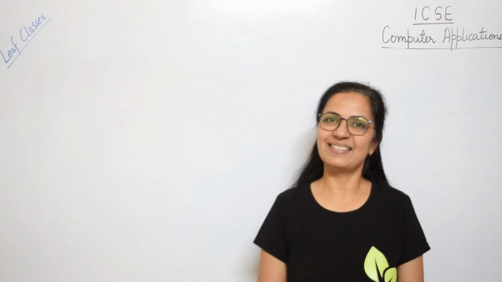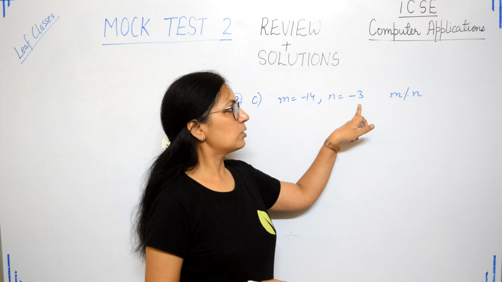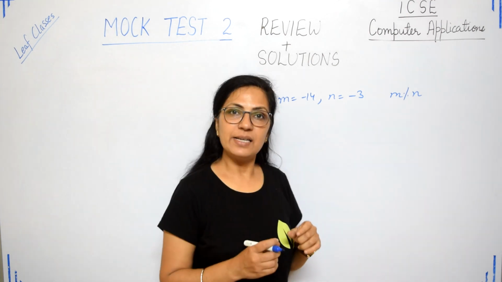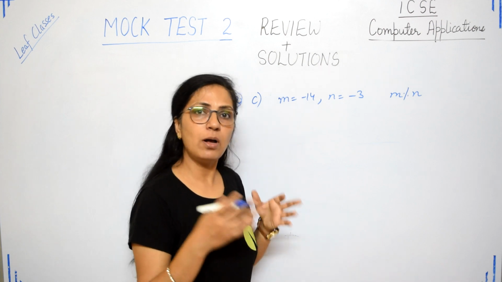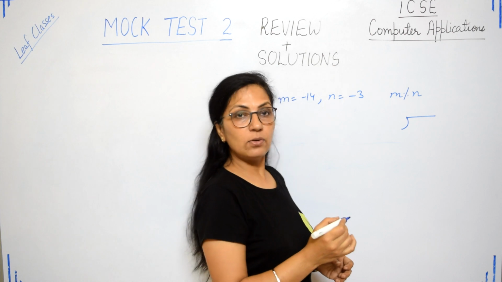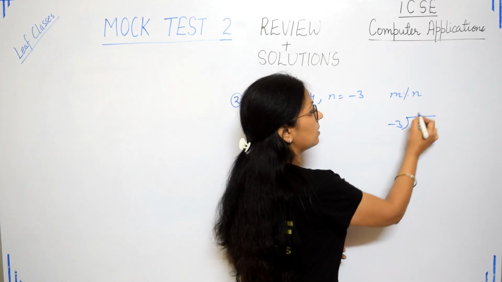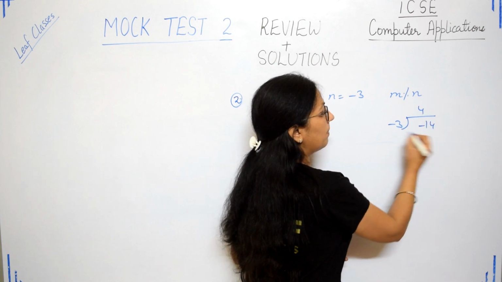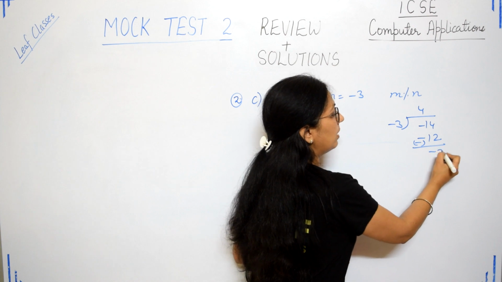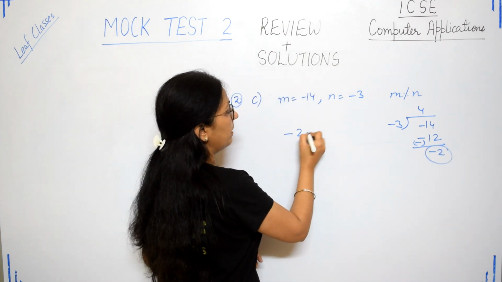Stay blessed. Question number 2C was m equals to minus 14, n equals to minus 3. You have to give the result of m modulus n. Children, for these type of questions, simply you solve like you do in maths. M modulus n, modulus sign gives you the remainder. M is minus 14, n is minus 3. Minus 3 into 4 will be minus 12. When you subtract it, answer will be minus 2. So the result, the output, will be minus 2.